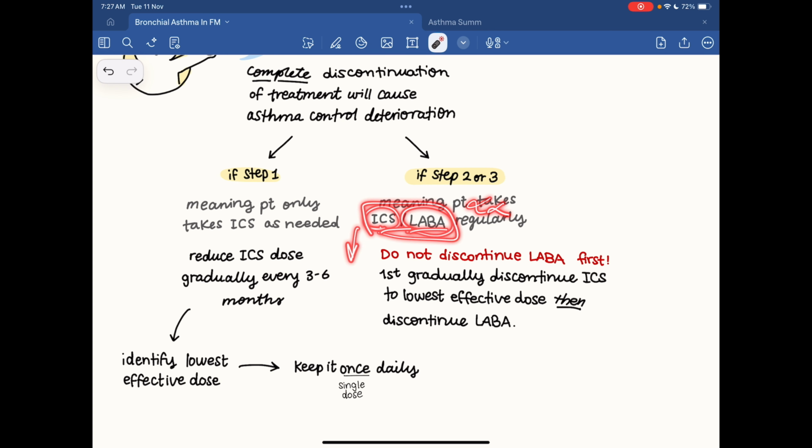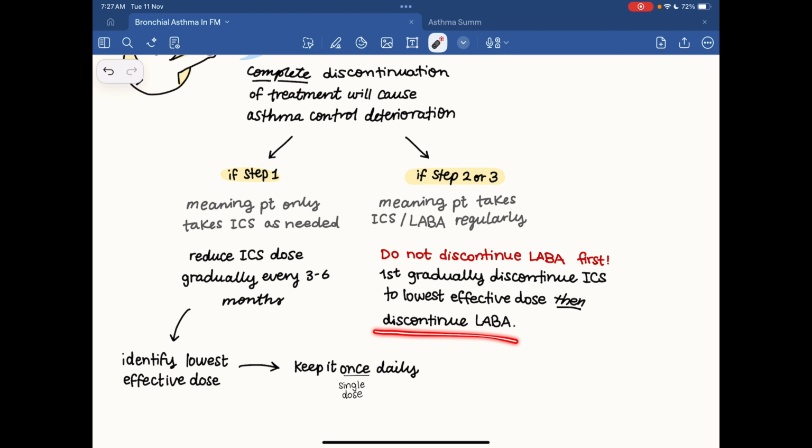لازم نوقف واحد منهم. Don't discontinue LABA first. لا أوريك شغلك لو وقفت اللابا. لا. طيب. Do not discontinue LABA first. It will cause rapid deterioration of the ACT. So first we gradually discontinue ICS بهذه الطريقة لما نلاقي lowest effective dose.